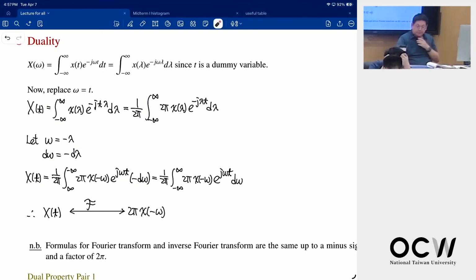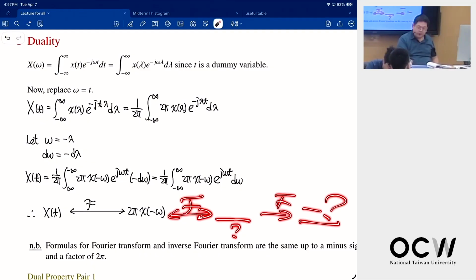You can still play with it, right? Let's take a Fourier transform again. What happened? And then Fourier transform again. What happened? This we know there will be capital X, but what? Now I reverse.